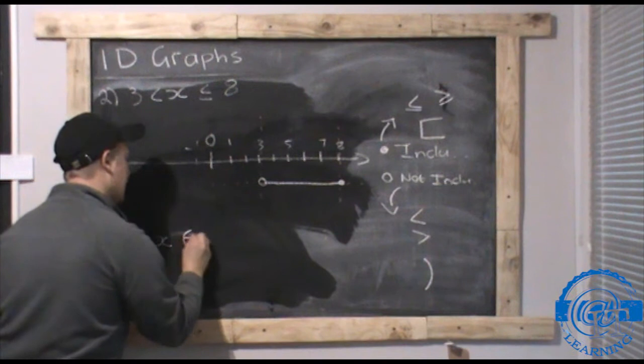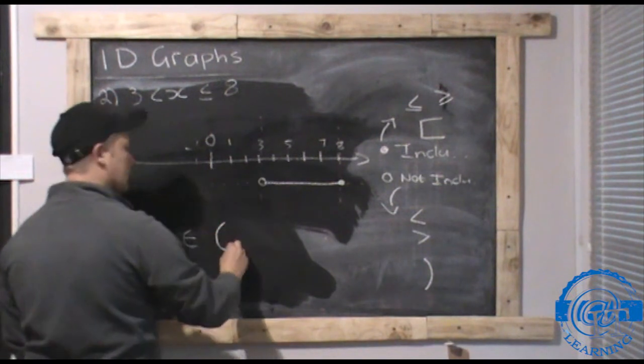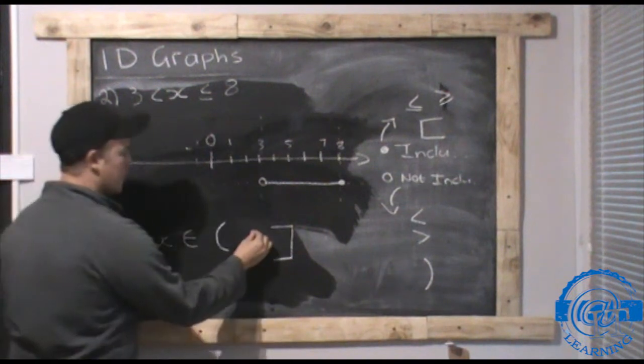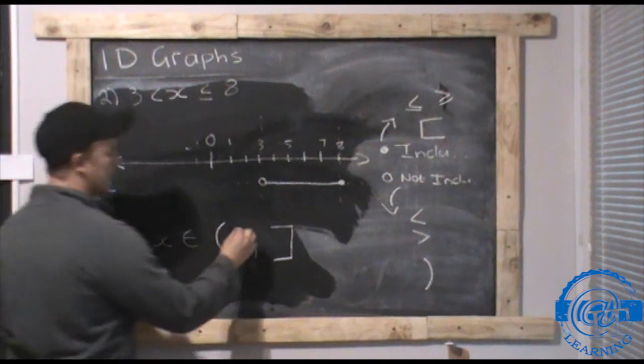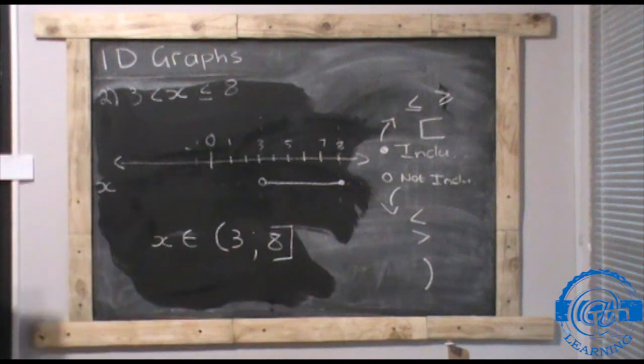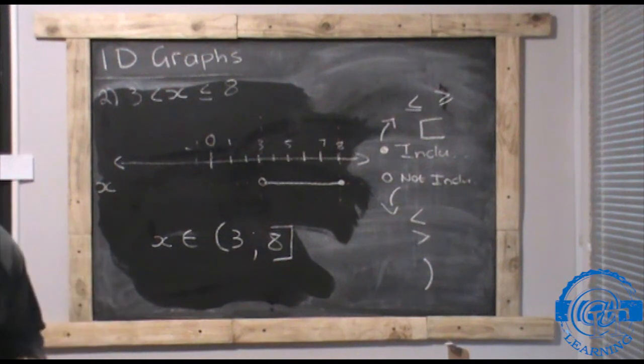So x must be an element, that's inclusive, so like that. You can separate them by semicolon. 3, 8. And there you go. It's quite easy, it's not that hard. Hopefully you guys will be able to do something like this now.